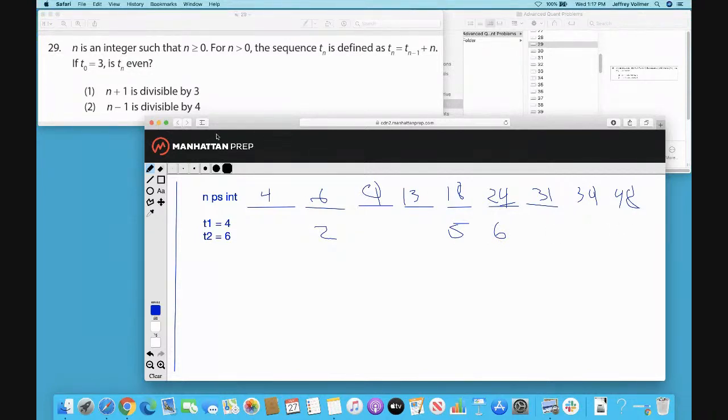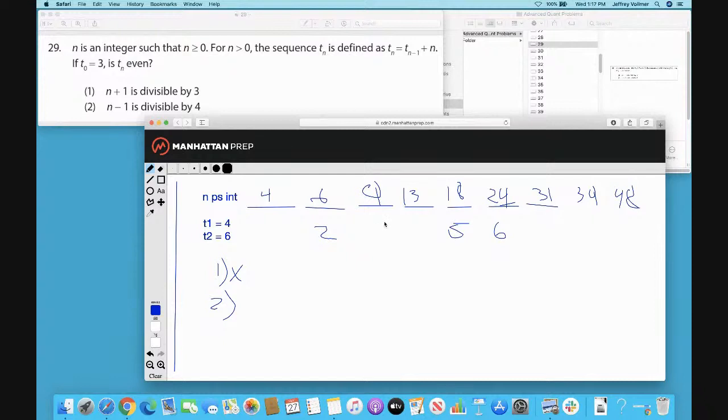Statement 1: n plus 1 is divisible by 3. That would tell me n is 3. No, or n could be 6. Yes, that's not sufficient. Statement 1, not sufficient. Statement 2. n minus 1 is divisible by 4, so n is 1 less than a multiple of 4.